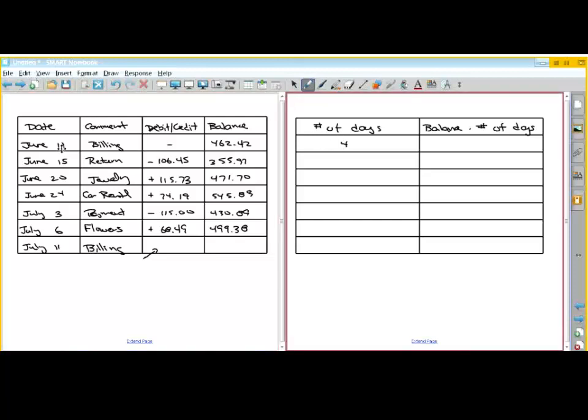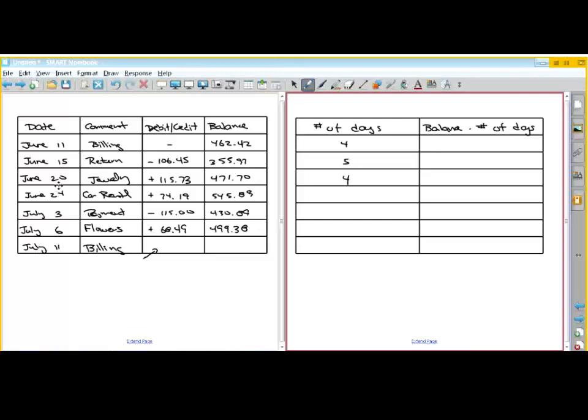We have this balance, and it's going to be that balance for 4 days. So you take 15 minus 11 to get 4. 20 minus 15 is 5 to get that number. 24 minus 20 is 3. Okay. So what you have here is the 24th.